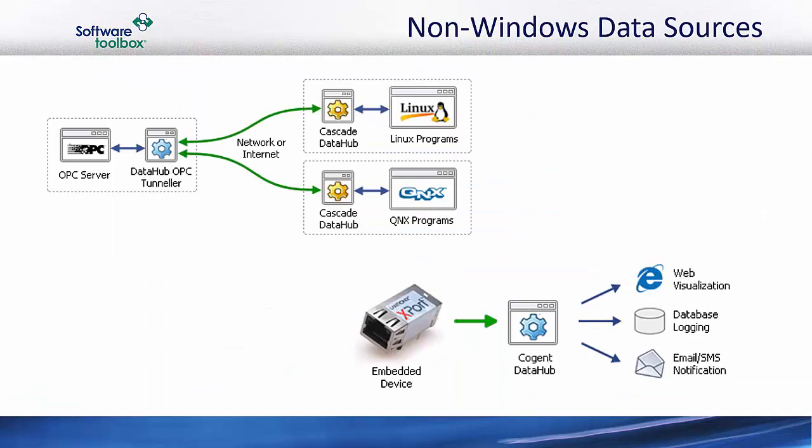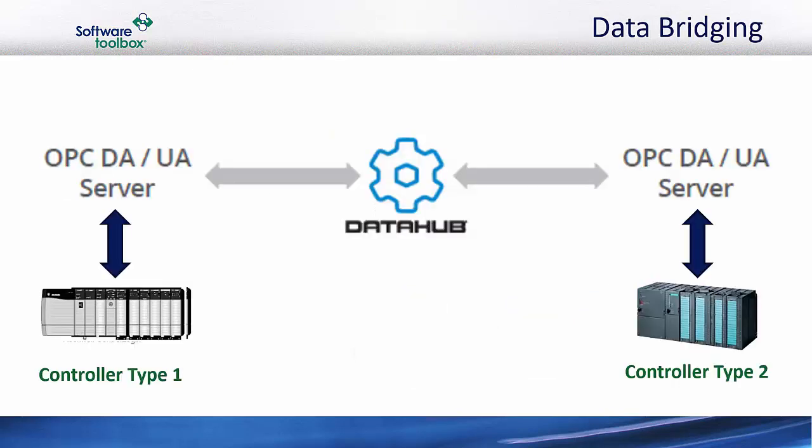Data Hub can even move data from non-Windows data sources. We've had users implement integrations with Linux, VMS, and other various real-time operating systems. With the embedded toolkit option, there are even IoT field devices that can securely push data directly to the Data Hub. Need to share data between control systems? Data Hub can do it. You can set up a single or bi-directional bridge with data transformations between different OPC servers.